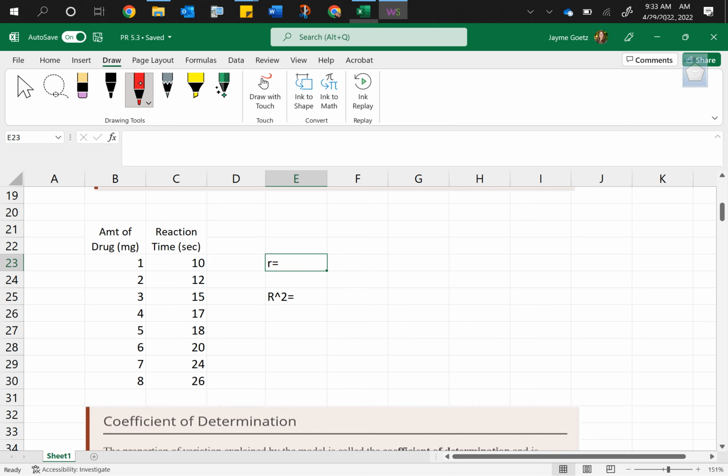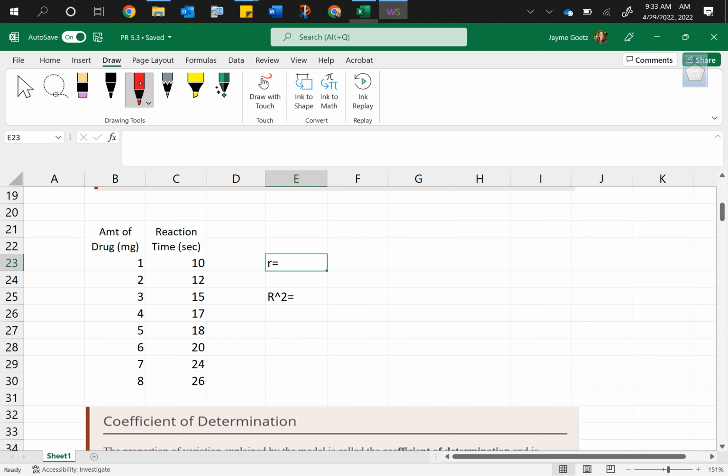So first of all, the amount of drug given. This was the problem that we worked on last class. It was talking about reaction time, like how many milligrams of the drug you're given and the reaction time in seconds. So the first thing we want to do is find our r value, the correlation.